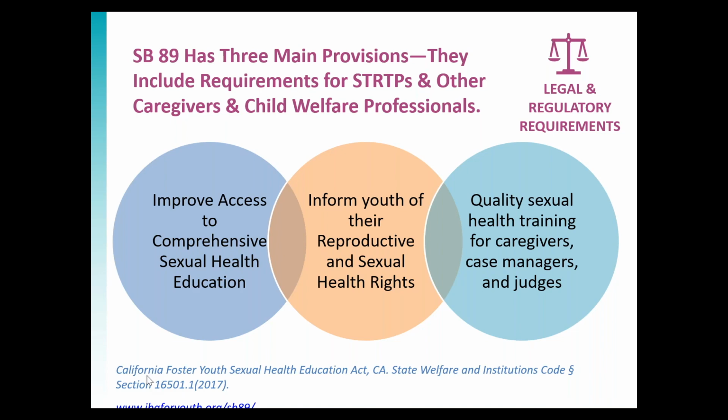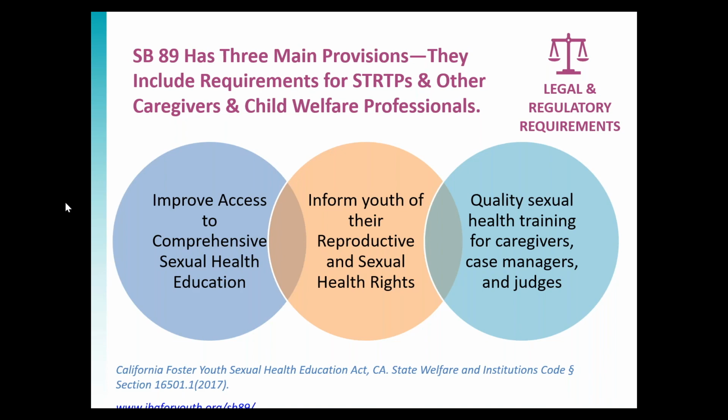SB 89 made a number of changes to different state statutes designed to do the following three things. Ensure that young people in foster care receive comprehensive sexual health education at least once in middle school and once in high school. Ensure that youth are informed of their sexual and reproductive wellness rights, and critically require mandated training for certain professionals, including caseworkers, judges, and caregivers on sexual and reproductive wellness. As part of this mandate, STRTP administrators are required to receive this training.